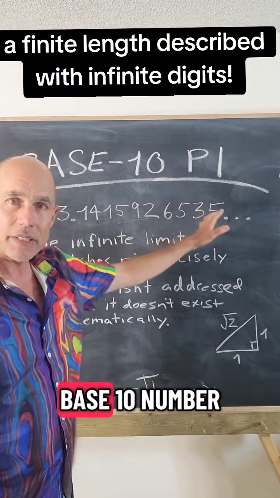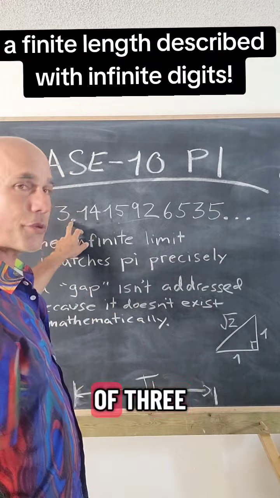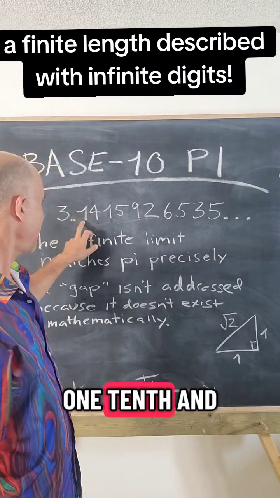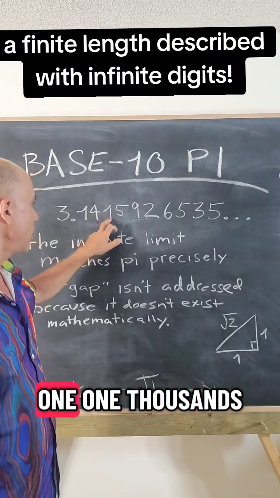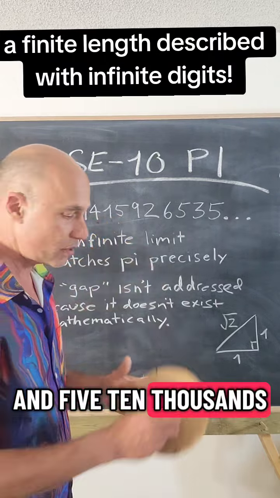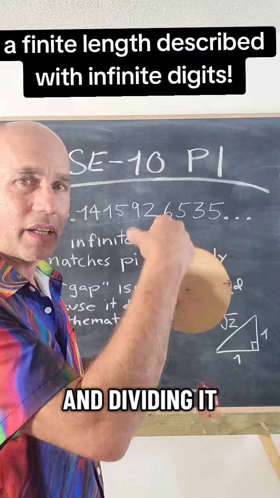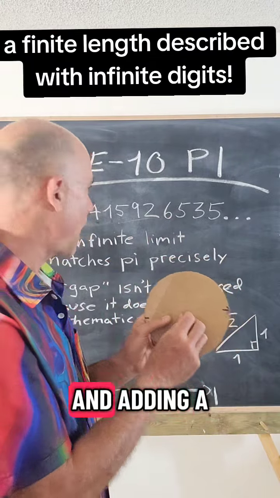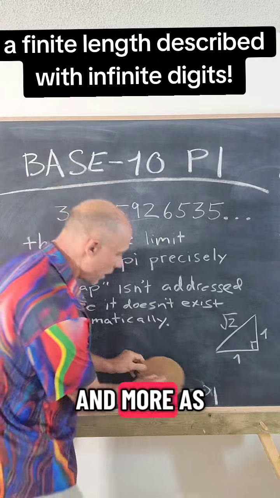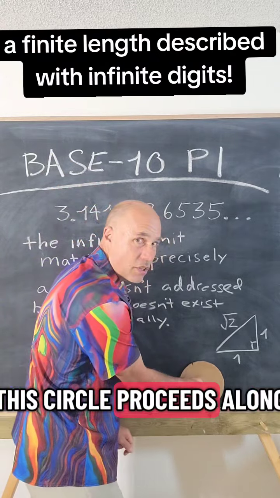And this is a base 10 number. So we start with the length of 3, then we add 1/10, and then 4 100ths, and 1 1,000ths, and 5 10,000ths. So we keep taking that length of 1 and dividing it into tenths and hundredths and thousands and adding a little bit more and more as this circle proceeds along.